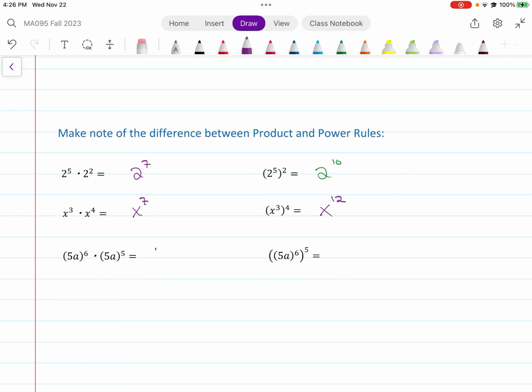All right, one more product rule. So we've got 5a to the 6 plus 5 is 11. And then we've got, interesting. All right, so here we've got 5a to the 6th to the 5th power. So 5 sets of 6 5a's. So we get 5a to the 30. All right.